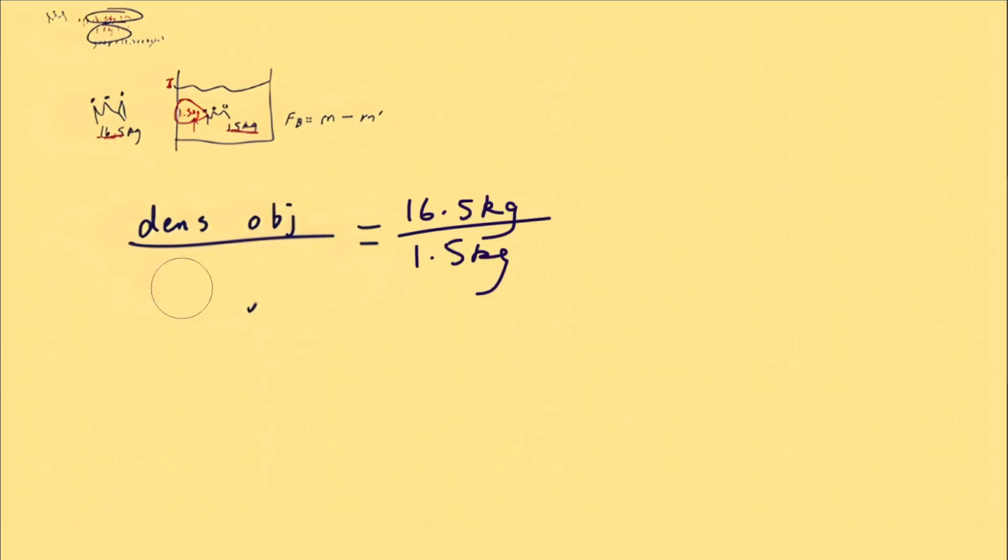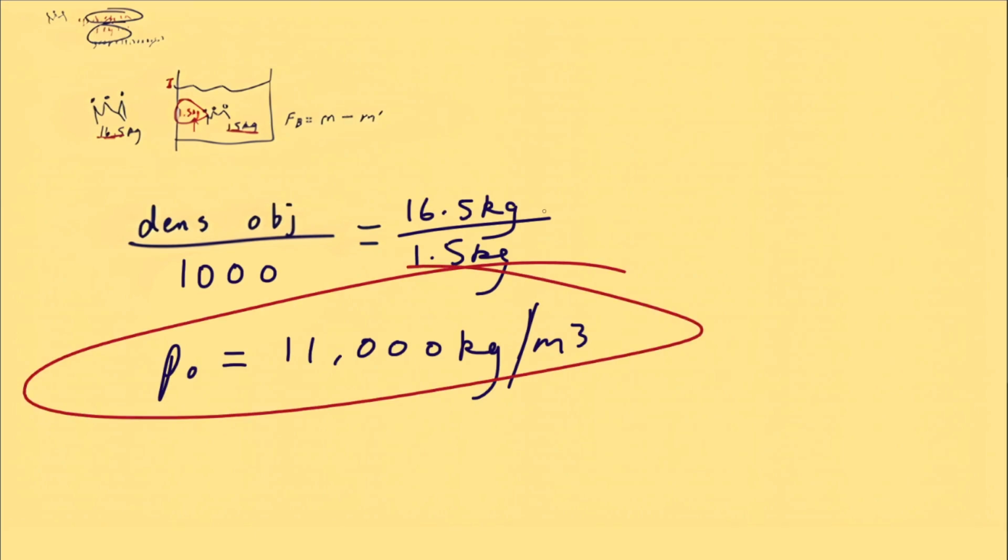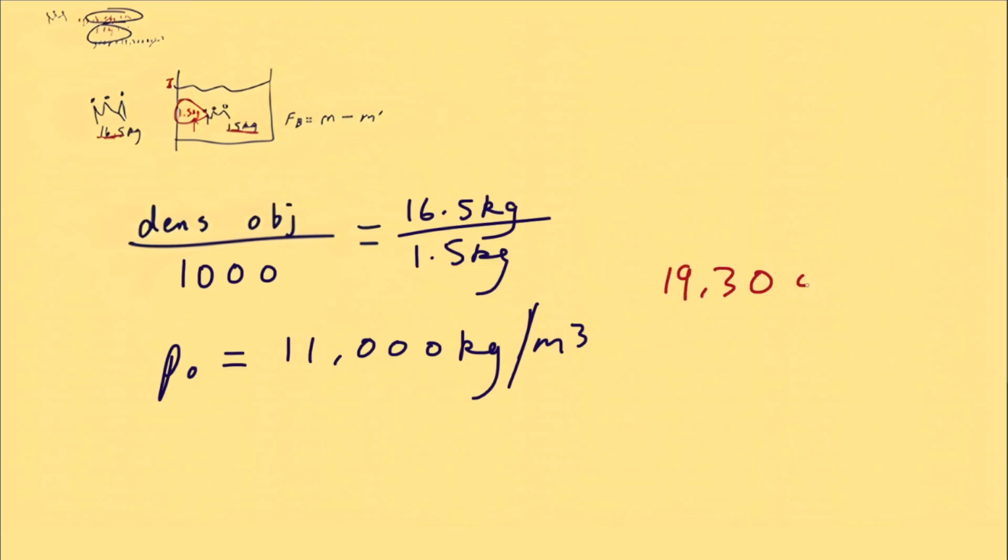Density of the fluid we can actually write as 1000, and that's the density of water. And now we can isolate object density by multiplying both sides by 1000 to cancel it. And the answer is 11,000 kilograms per cubic meter. This is not the density of gold. Gold density is 19,300. So our crown is a fake.